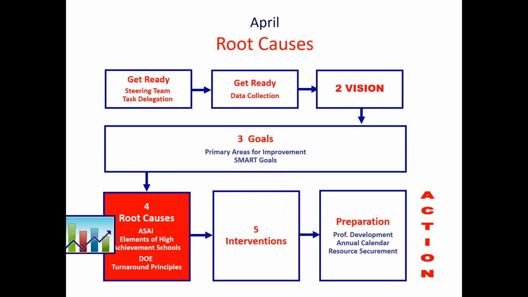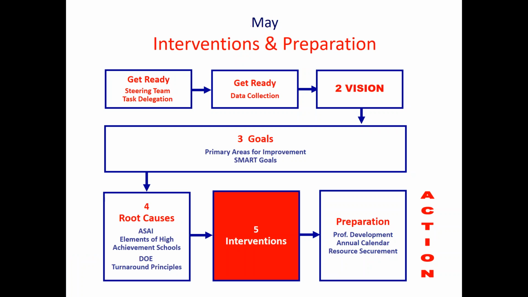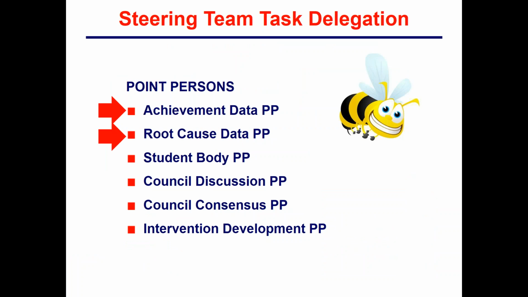Then in April we'll start to look at what's getting in the way of achievement, and at that point we'll pull in another set of data that we're also collecting now. This month you'll be collecting your root cause data, and then we'll bring that data back in April to start to figure out why kids aren't succeeding at the level that you want them to. Then in May, we'll look at what we are going to do about the whys, and we'll start to put together your interventions or your strategies, and preparing to implement those strategies will occur in May as well.